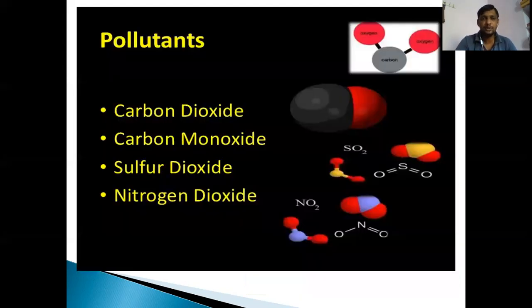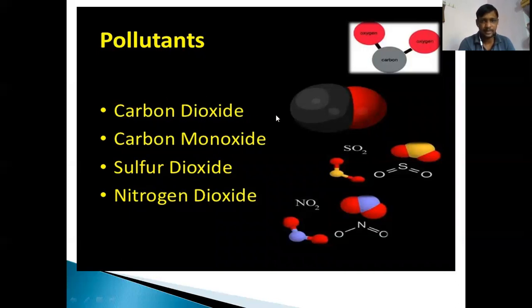So the main pollutants are carbon dioxide, carbon monoxide, sulfur dioxide, and nitrogen dioxide. Carbon dioxide formula, you already know, is CO2. Carbon monoxide is CO, sulfur dioxide is SO2, and nitrogen dioxide is NO2. These four are the main pollutants that are causing air pollution.